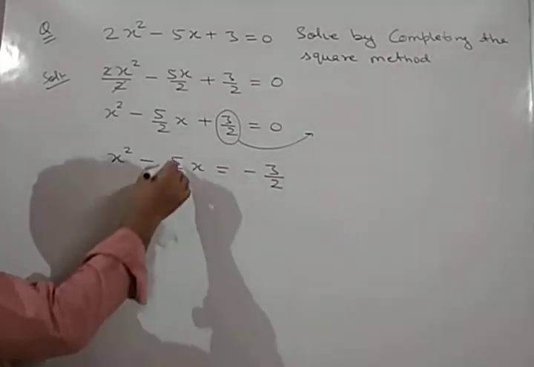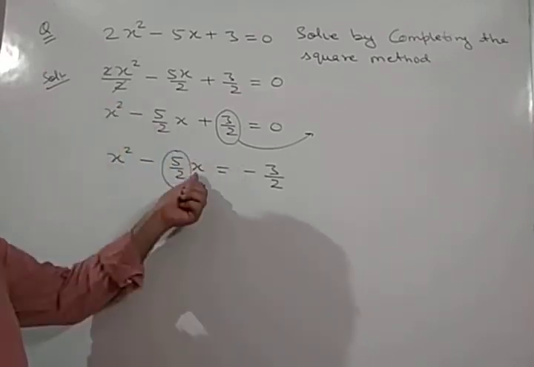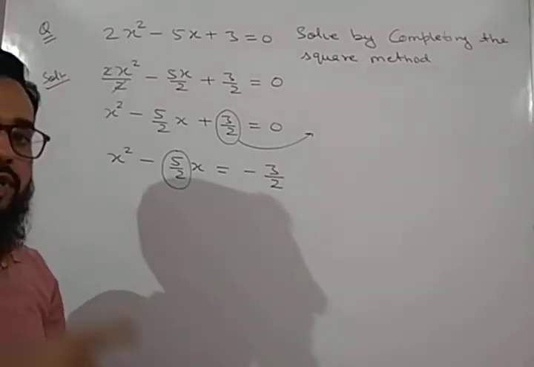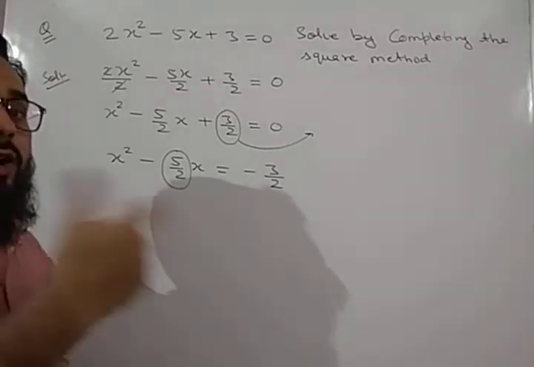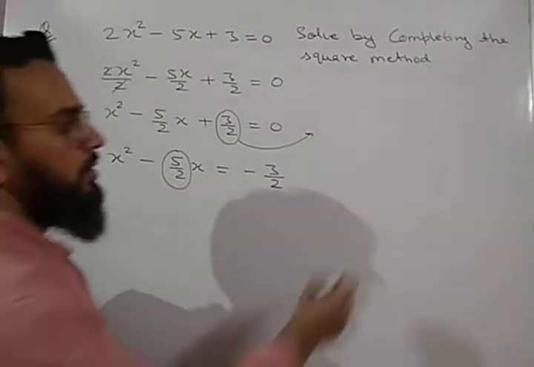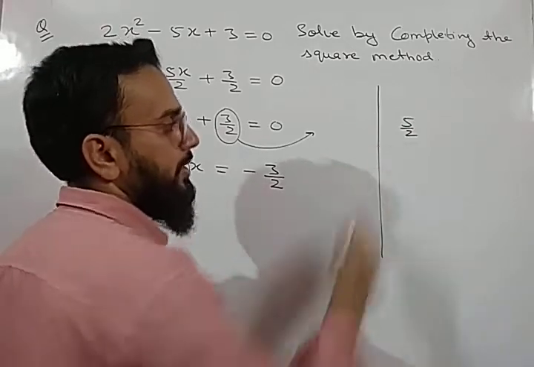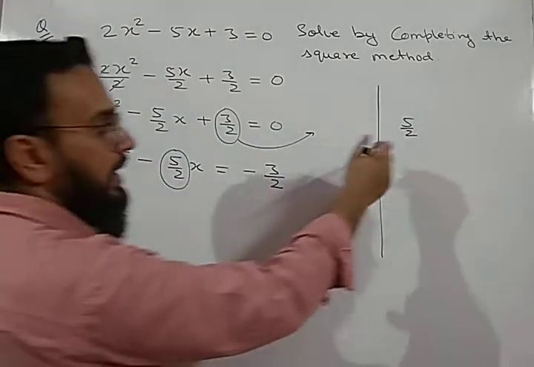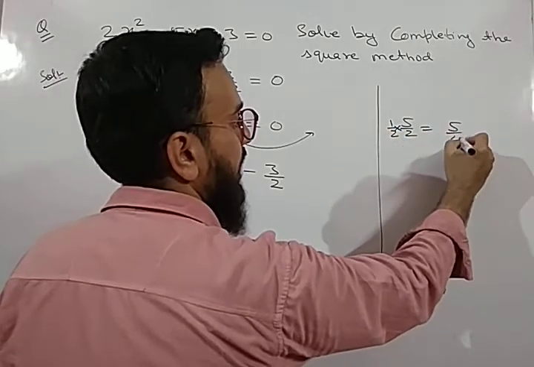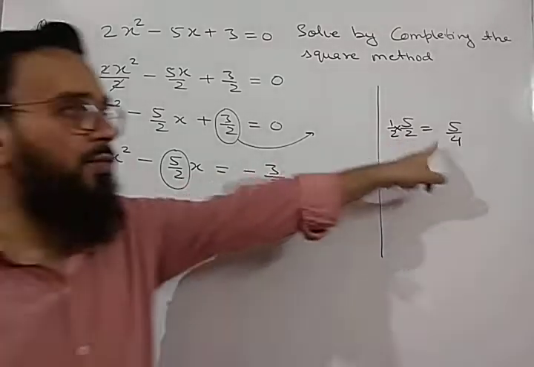Now what is the third step? We have to take half of the coefficient of x. So here the coefficient of x is 5 by 2 and we have to take half of the coefficient of x and square of that term, and we have to add on both the sides. So I am writing it here. What is the coefficient of x? It is 5 by 2. What will be its half? Its half will be 1 by 2 into 5 by 2, that will be 5 by 4. So half of the coefficient of x is 5 by 4.